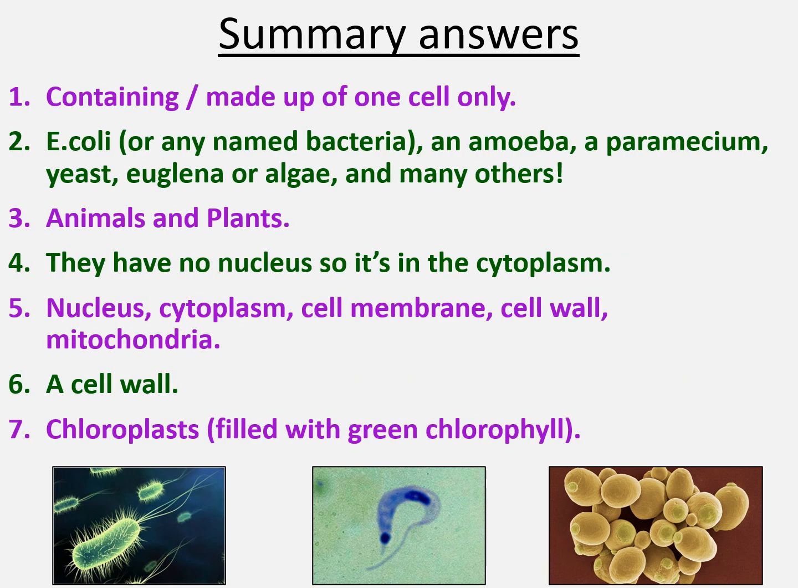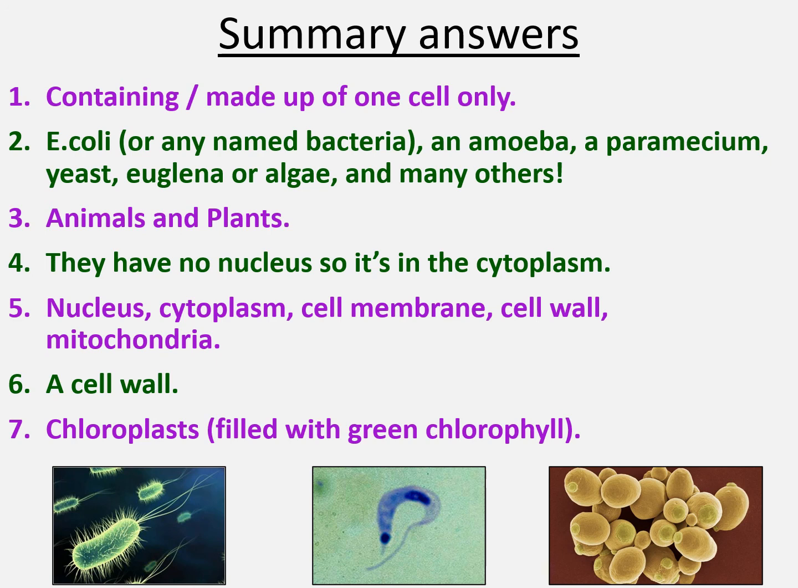Okay, so let's have a quick look through these summary questions together. Hopefully that was helpful just to check your understanding, to make sure you're happy with what we've covered in today's lesson. So if you've got a pen, you can go through and mark these yourselves just to check that you're happy with it. So question number 1 said, what does the word unicellular mean? You can see the answer there: a cell that contains or is made up of one cell only.